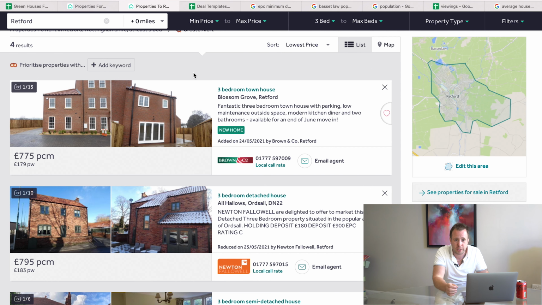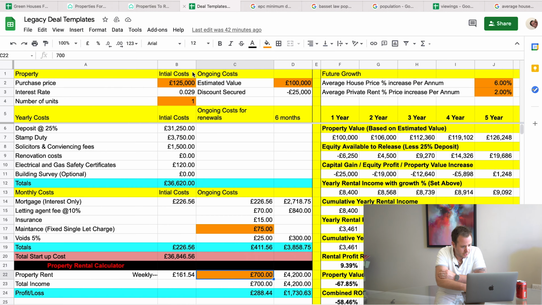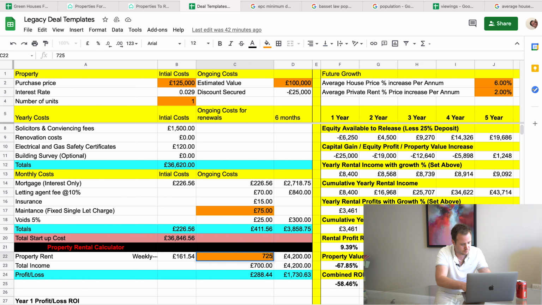As you know, in the rental market, they don't need to be in fantastic condition, but as long as they're in good condition, they will go fairly quickly for good money. So we know that we're going to be renting out at 700 to 750. If I put in 725, I think that's fair enough. And we've got a purchase price of 125, interest rate of 2.9%, and that's because on a single let in a limited company, 2.9% is the current going rate.